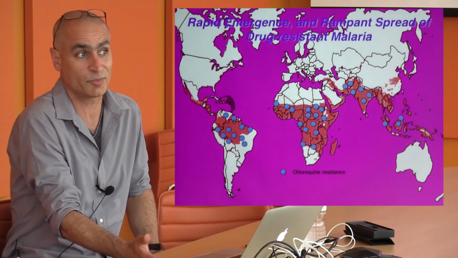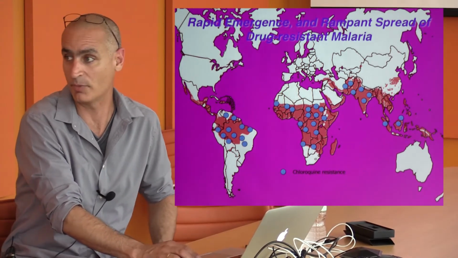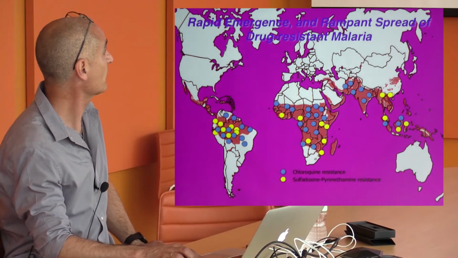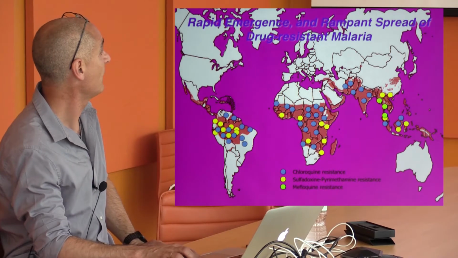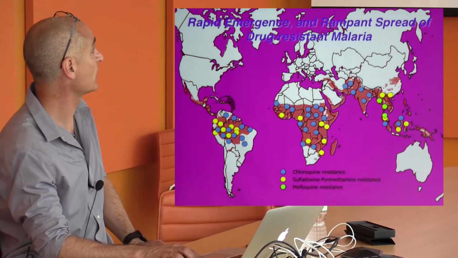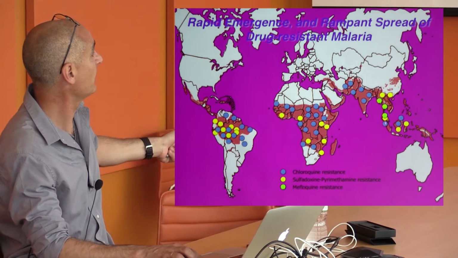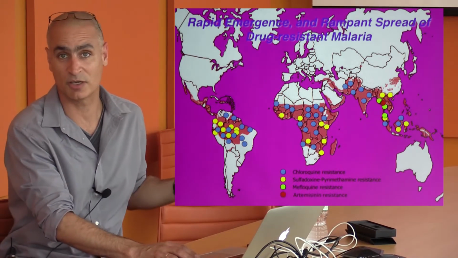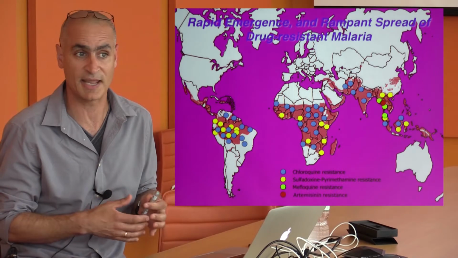And all of a sudden, now chloroquine is not the drug of choice anymore. Most parasites out there are resistant. Other drugs are the sulfur drugs. Malaria has become resistant to them as well. Mefloquine is another one where drug resistance has appeared, in particular in Southeast Asia. And finally, artemisinins, which are basically the drug of choice right now.